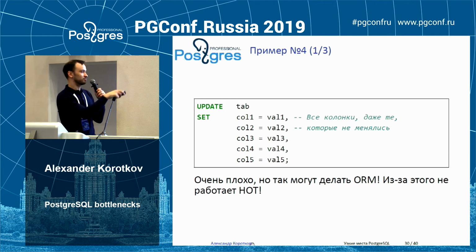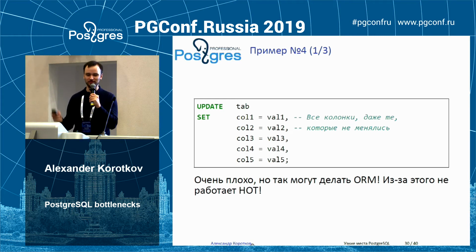You could write all the columns in the update, even those you don't change. But Postgres doesn't check that you haven't changed the cell. And if you write it this way, then HOT will not work. Unfortunately, as far as I know, ORMs do it this way. They don't check whether you changed the field or not. They just generate the update that rewrites all the columns.